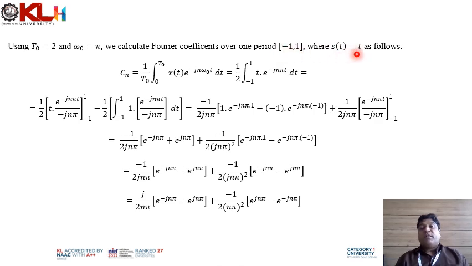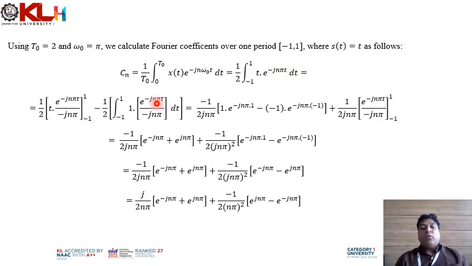Substituting the signal x(t) = t in the analysis equation 2, c_n is 1/T0 times the integral from 0 to T0 of x(t) e^(-jnω0t) dt. Now T0 is equal to 2, so 1/T0 becomes 1/2. The limits of the integral are over one time period. The one time period we are taking is from minus 1 to 1, so the integral goes from minus 1 to 1. What is the signal x(t)? It is simply t, so we write t. Then in the place of e^(-jnω0t), we know ω0 is π, so we get e^(-jnπt) dt.